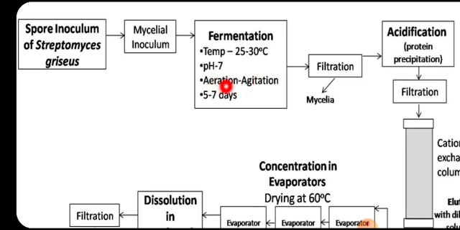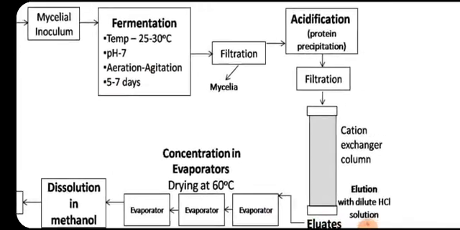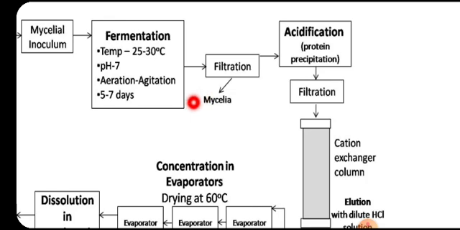This is a submerged fermentation. Therefore, there will be continuous aeration and agitation. The fermentation will last for 5 to 7 days. In the harvesting of broth, that is the downstream processing, the first step is filtration. The mycelia will be separated. These mycelia will be washed several times with water, and the wash water will return to the filtrate just to avoid the loss of traces of streptomycin.